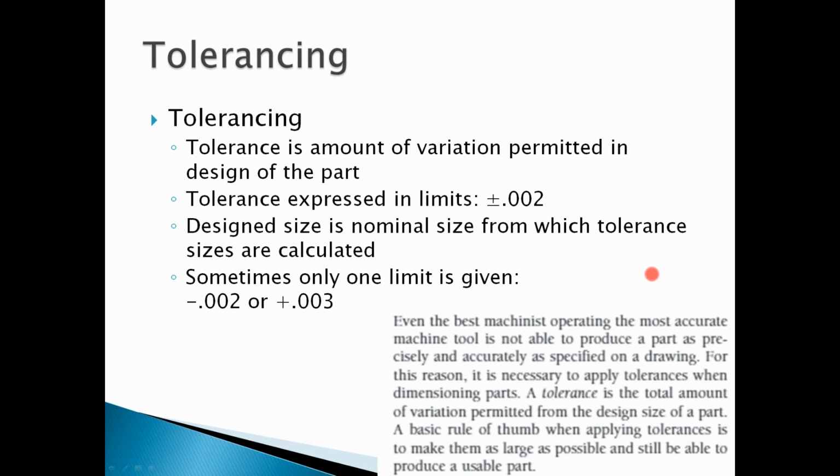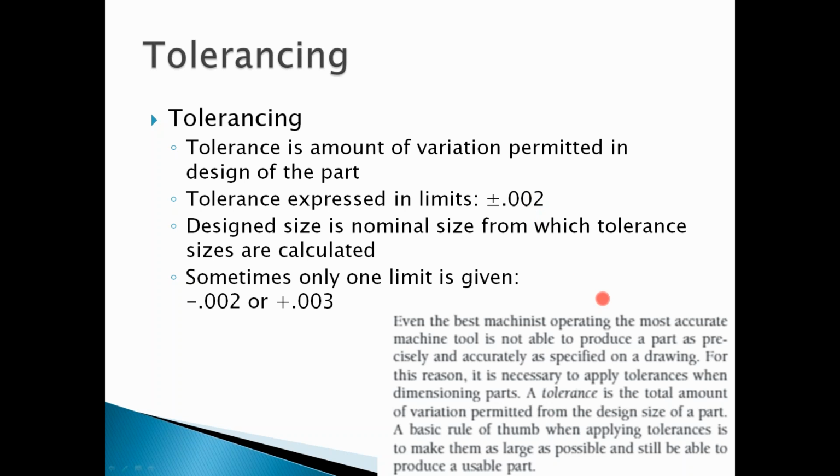A basic rule of thumb when applying tolerances is to make them as large as possible and still be able to produce a usable part. So tolerance is the amount of variation permitted in design of the part. Tolerance expressed in limit plus and minus 0.002. That means the acceptable error is going to be either plus 0.002 or minus 0.002. Design size is the nominal size from which tolerance sizes are calculated.